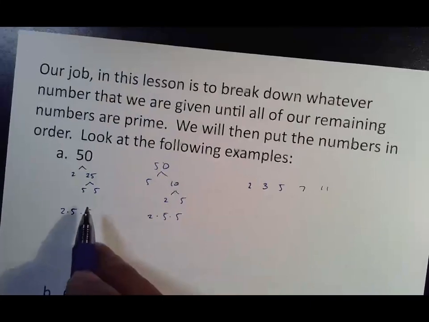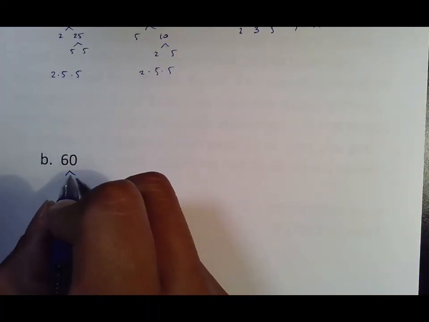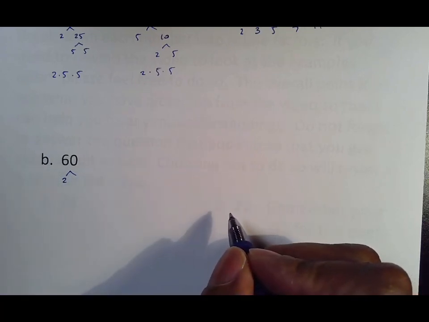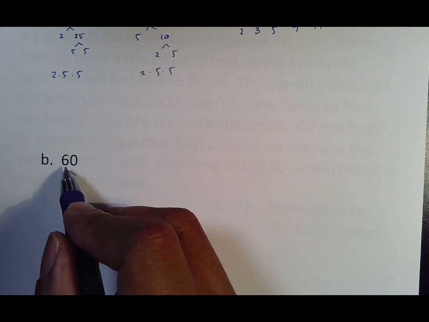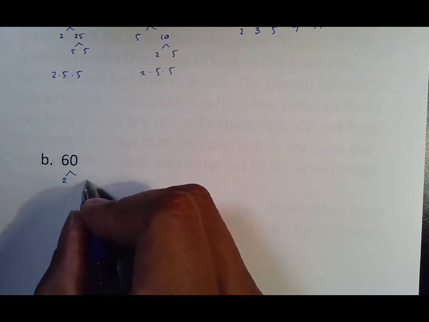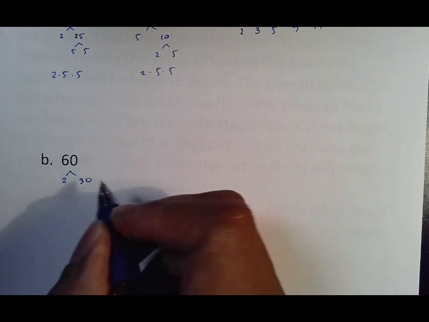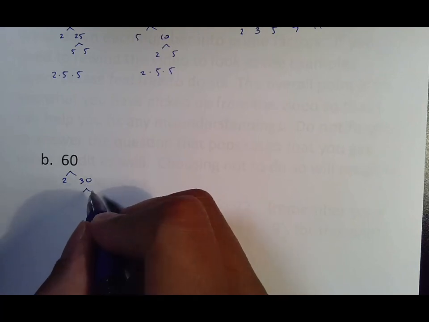60, again, you don't need to do both of these, you only need to do one. 60 again is an even number. Once you see an even number, it means I can divide it in half, or cut it in half, which means I can divide it by 2. 2 times what makes 6 would be 3, and then just bring your 0, so it has to be 2 times 30. 30 can also be cut in half.